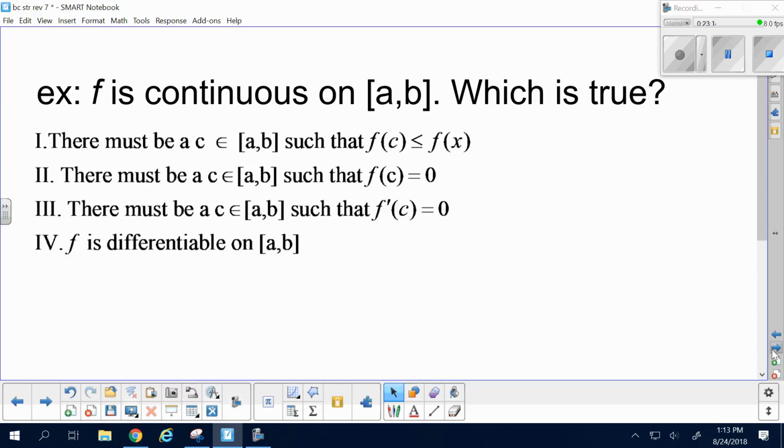And does continuity imply differentiability? Not necessarily, no. Differentiability implies continuity. Okay, you follow? All right, that's it.